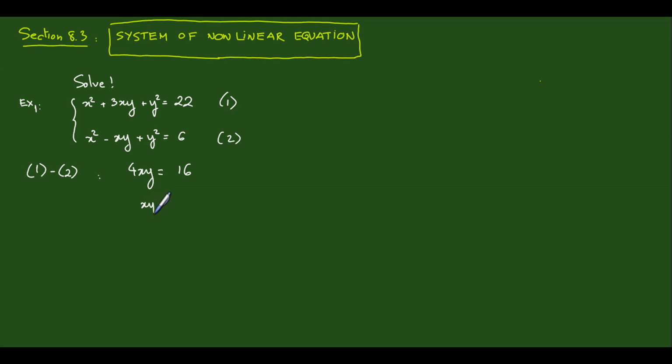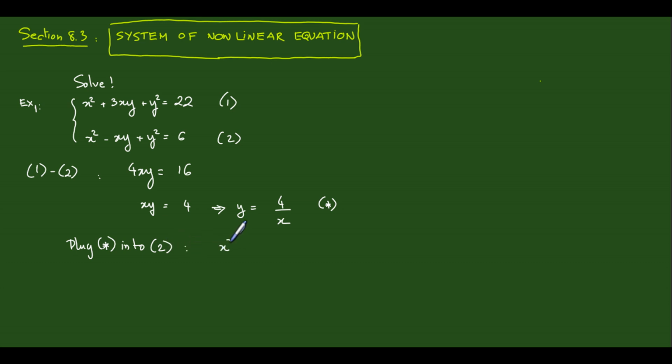From here I can make the equation simpler, so I get xy equals 4. If xy equals 4, then I can get y equals 4 over x. So if y equals 4 over x, you see that I can use the substitution method. I'm just gonna go ahead and plug this into the second equation.